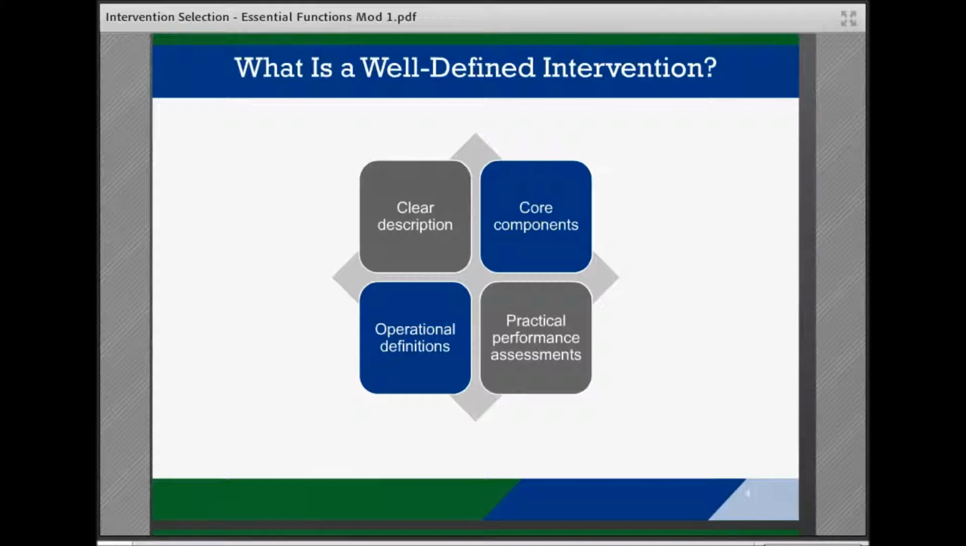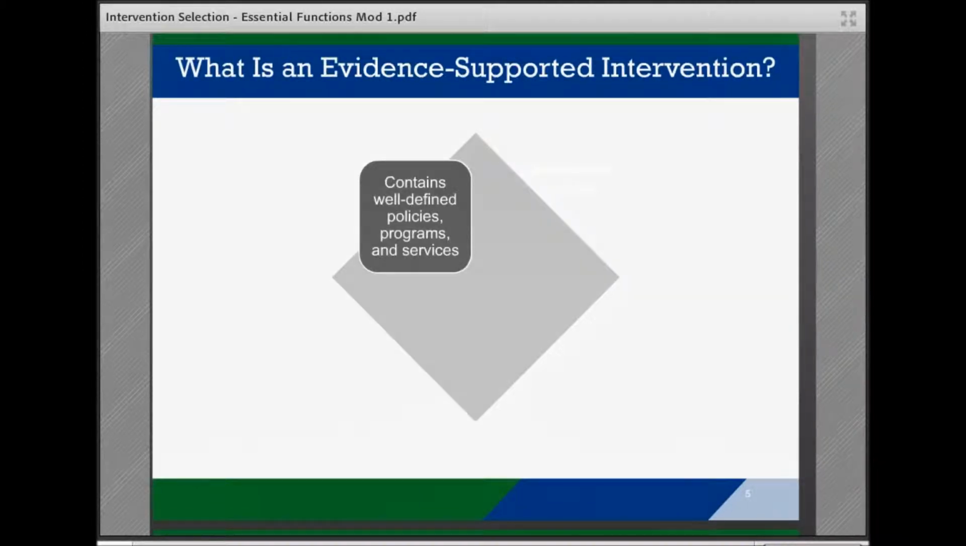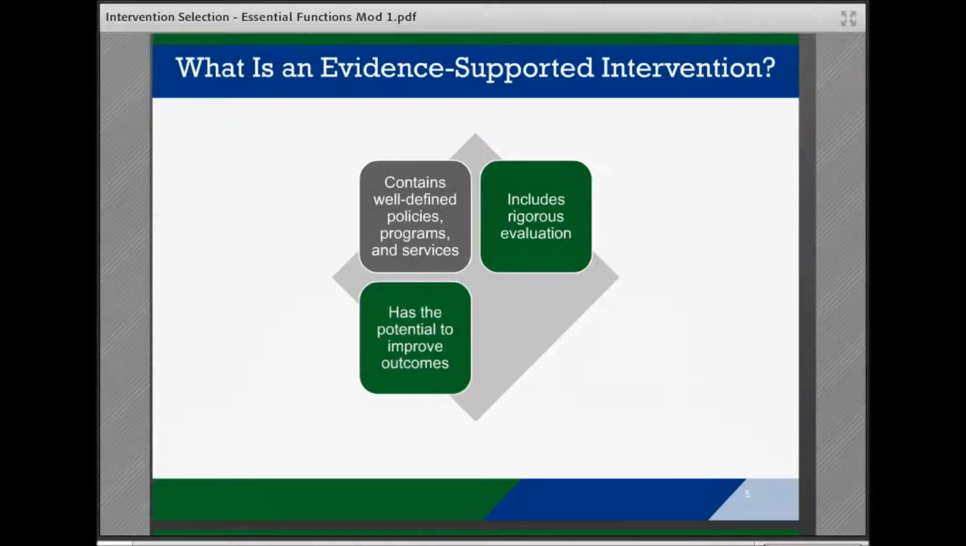Together, these criteria contribute to making an intervention operationalized and make it easier to assess whether it is a good fit for a specific problem or need. In this series of briefs, the term evidence-supported intervention, or ESI, describes well-defined policies, programs, and services that have shown the potential, through rigorous evaluation, to improve outcomes for children and families.